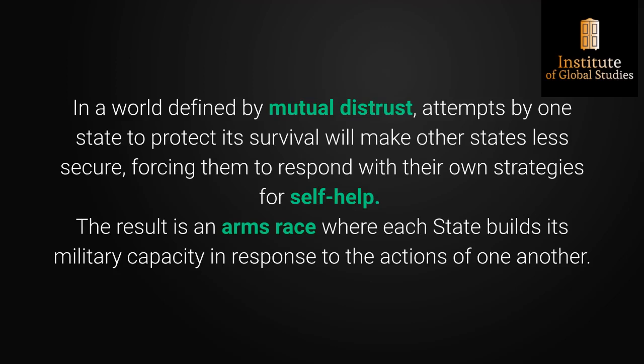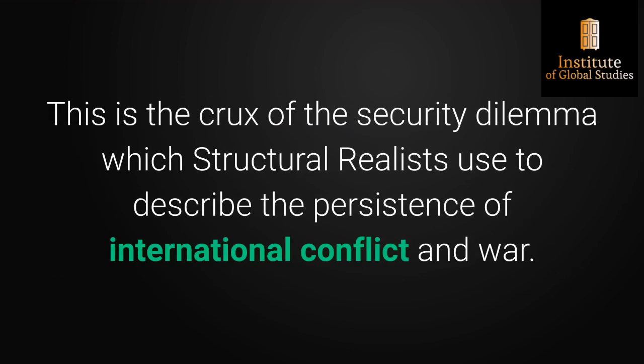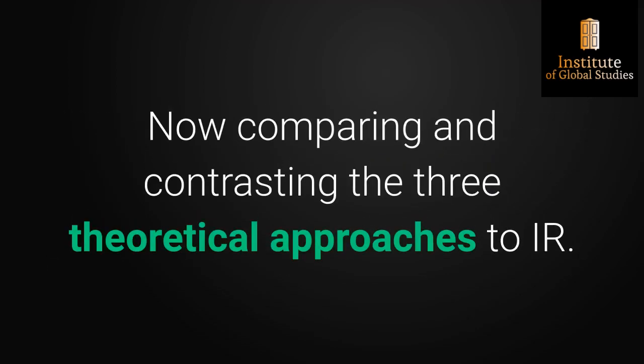The result is an arms race where each state builds its military capacity in response to the actions of one another. This is the crux of the security dilemma, which structural realists use to describe the persistence of international conflict and war. Without a world government, states are doomed to live in an environment of mutual distrust, and the declaration of one state that it is seeking military power for purely defensive purposes is certain to be met with suspicion by its neighbors. Now, comparing and contrasting the three theoretical approaches to IR.